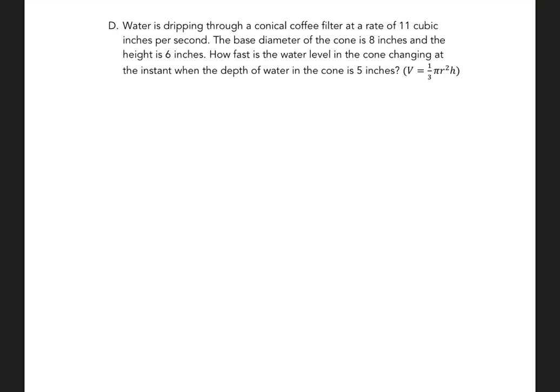Okay, so I had to read the whole thing just to make sure. So they say water is dripping through a conical coffee filter. So that means like water is in the coffee filter and it's dripping out, just like coffee filters do. So here, I'll draw a picture real quick.